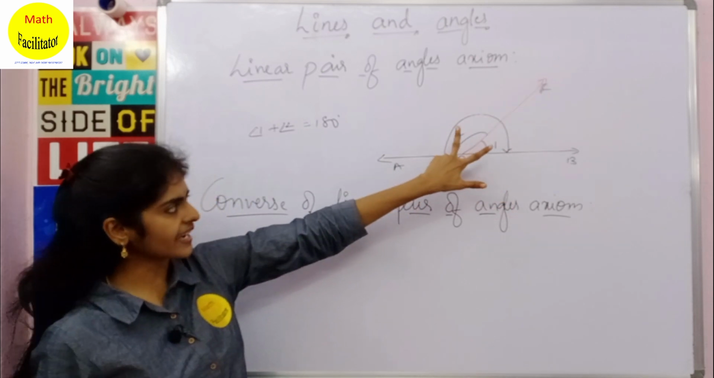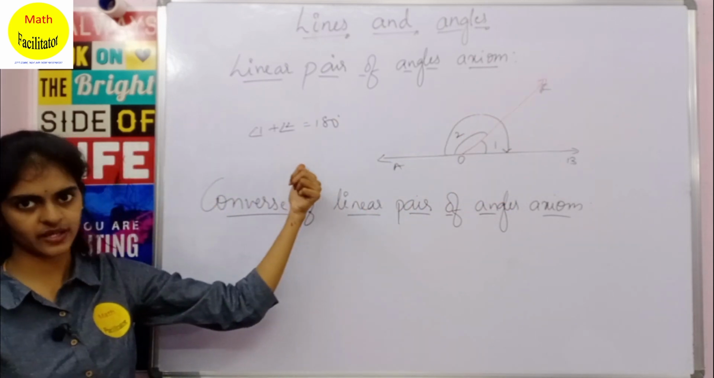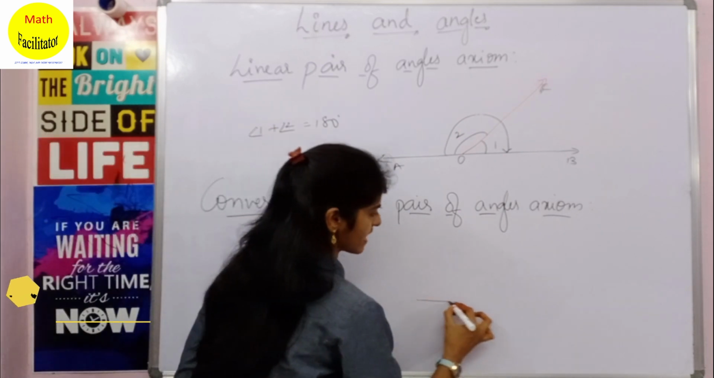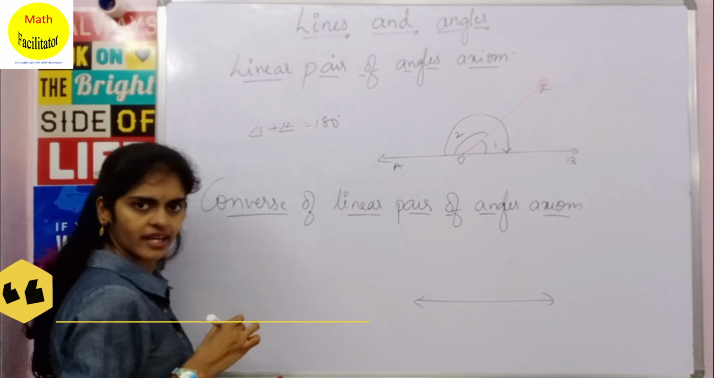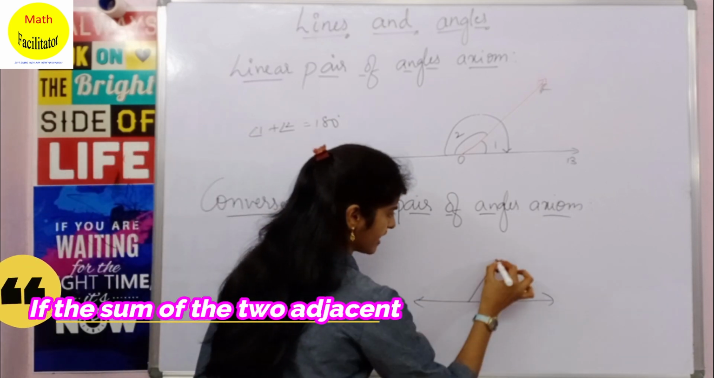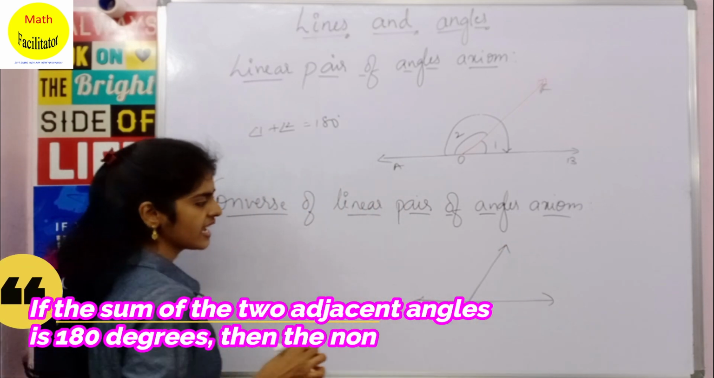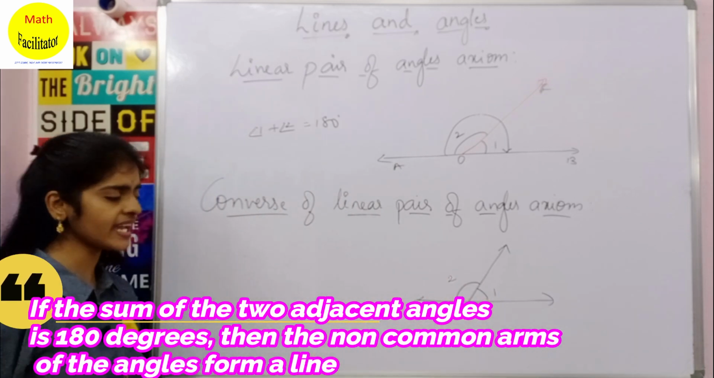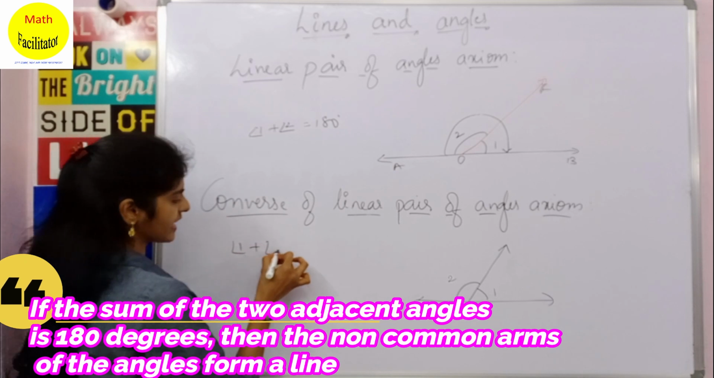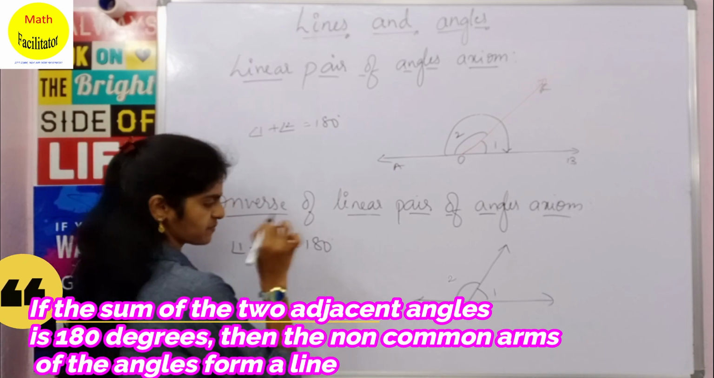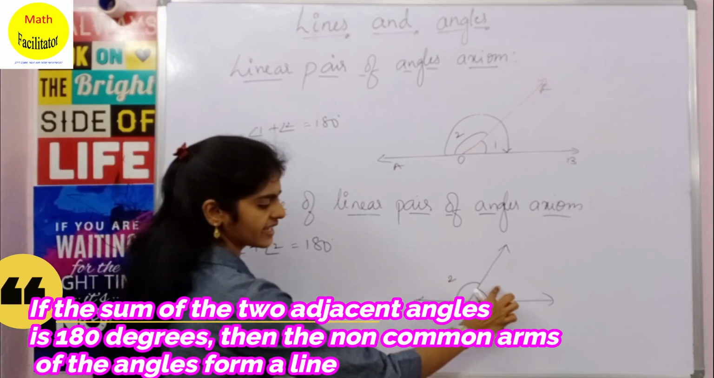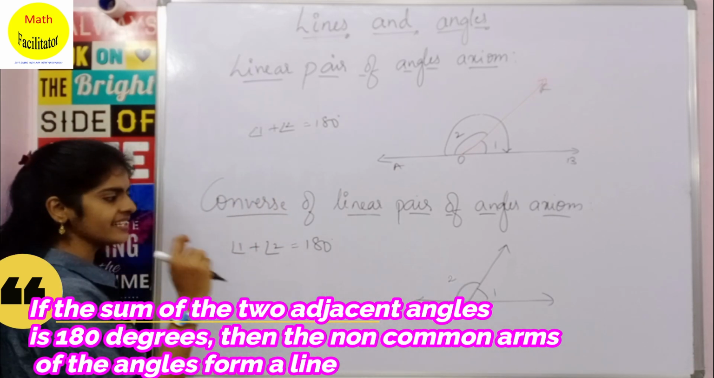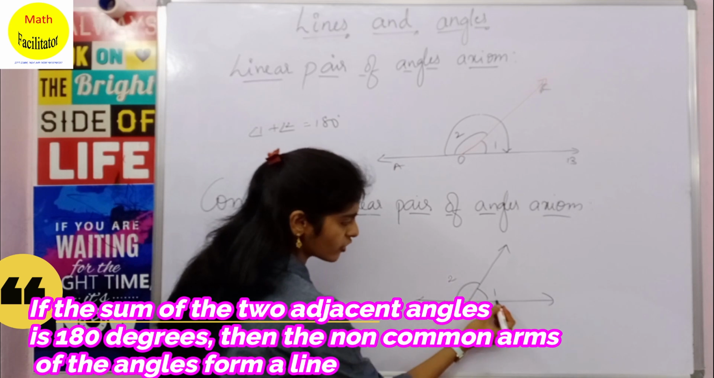Now let us see the converse of the linear pair of angles axiom. Converse is nothing but the reverse of it. Here you have seen that you take a straight line and make a ray stand on it, so the angles so formed are 180. But now let us take it this way. So this is something you have, and you have a ray on this. Now this is angle 1, this is angle 2. Angle 1 plus angle 2 is 180 degrees. The sum of these two angles is how much? 180 degrees.